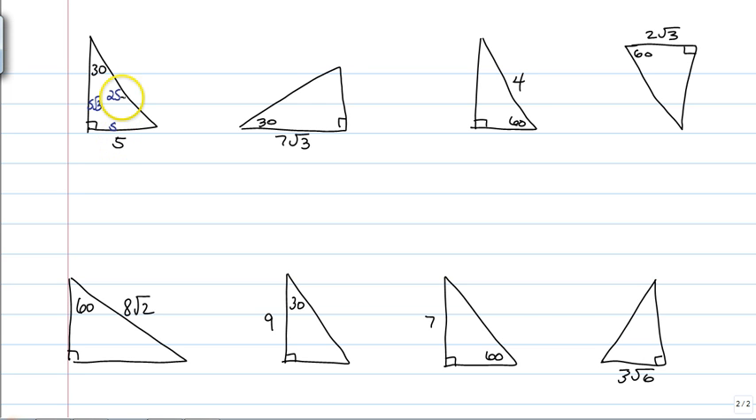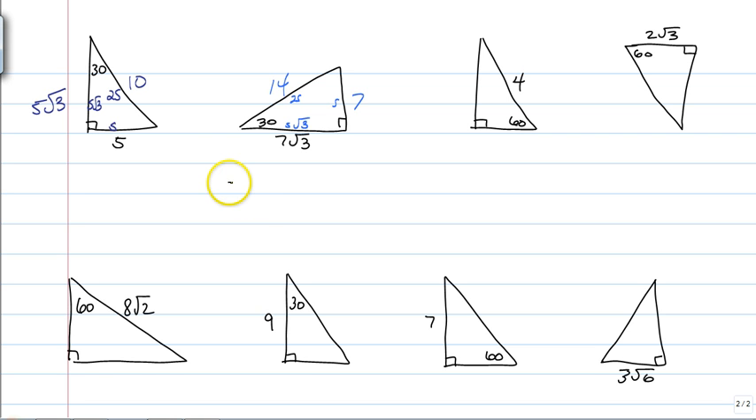So my short side is 5. 2 times the short side is going to be 10, and the short side with a root 3 on the end of it is going to be 5 root 3, and you are good to go. That's an easy example. Now again, this is the short side with a root 3 on it. And it's very easy to see that the short side is going to be 7. And 2 times your short side is going to be 14. It's just a pattern you need to follow.